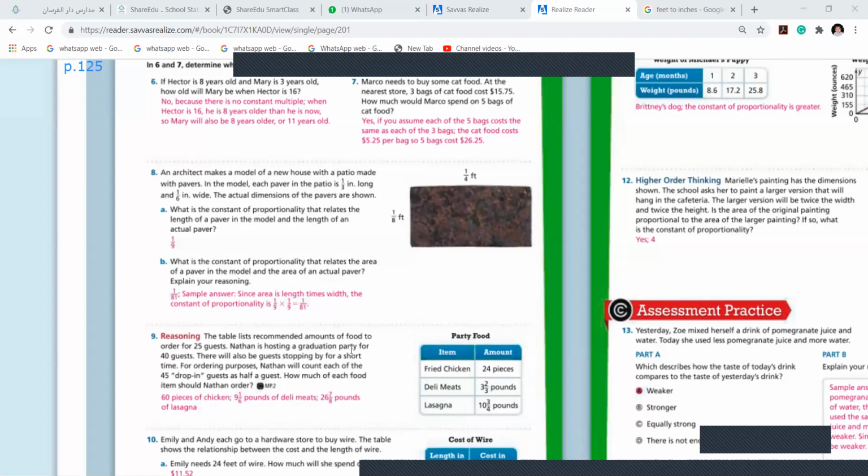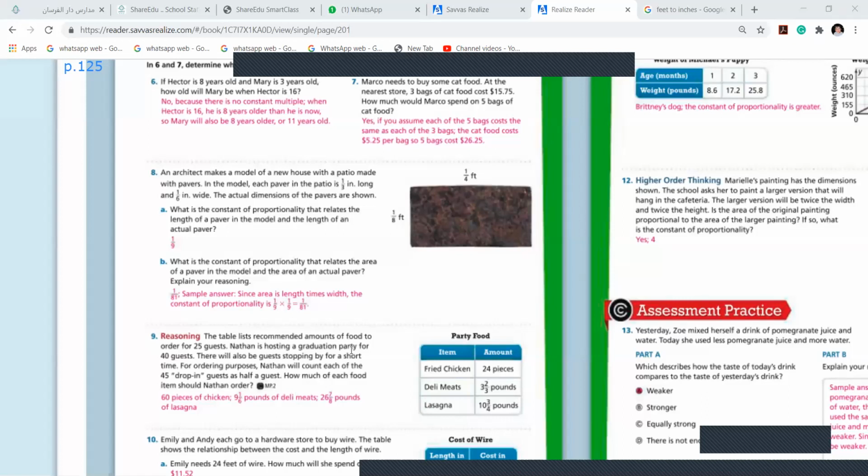Question number 8. An architect. You know who's an architect? Do you know who's an architect? The one who's actually constructing the house. You know, the one who designed where this room should be, the engineer who designs the house is called an architect. Okay?